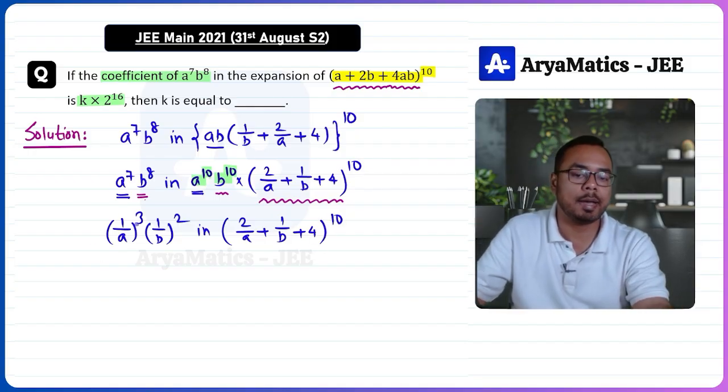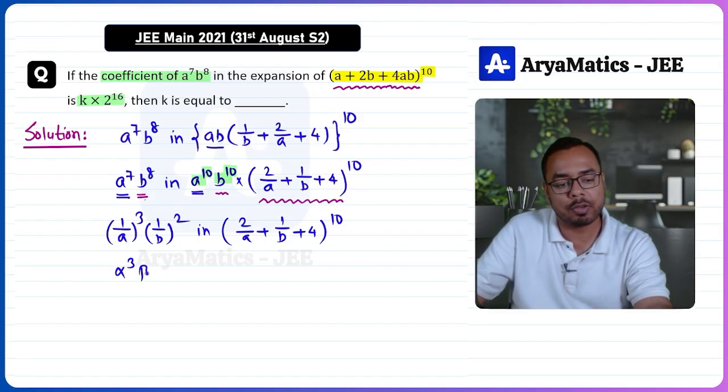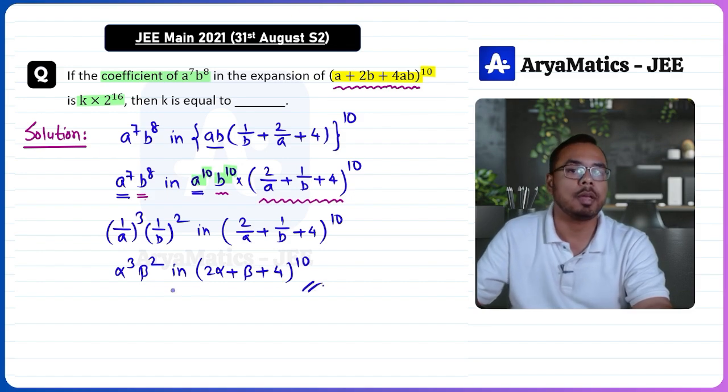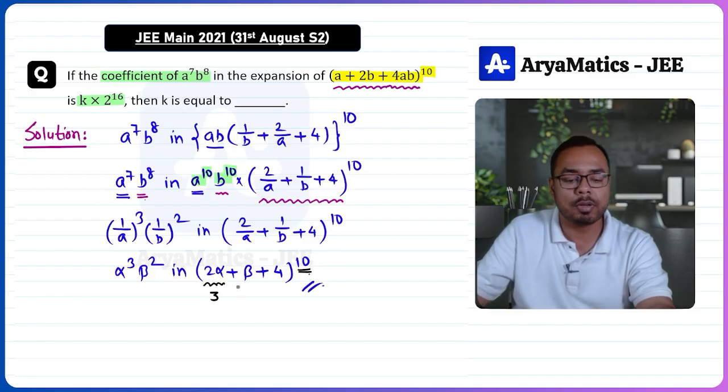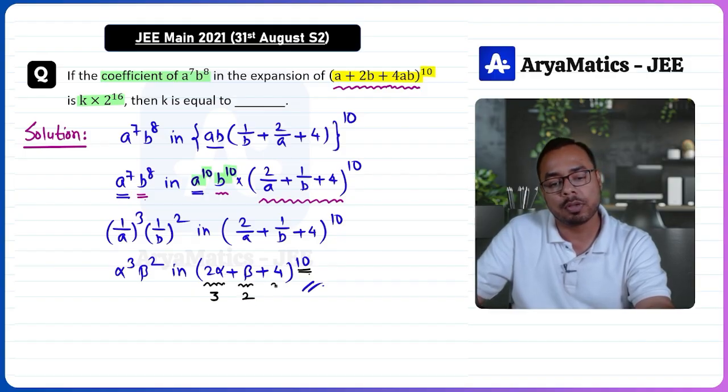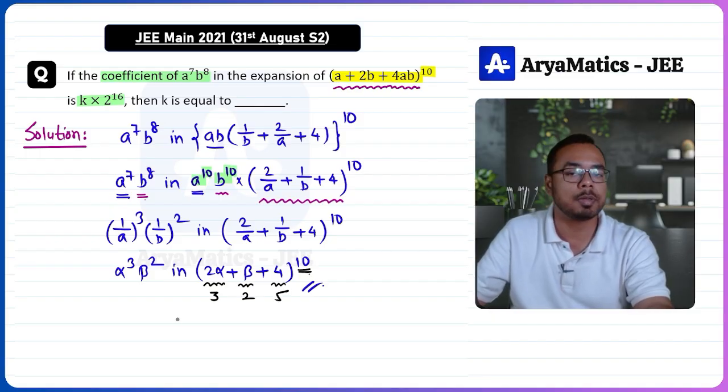Now think of 1 by a as alpha, and 1 by b as beta. So basically we need the coefficient of alpha cube beta square in (2 alpha + beta + 4)^10. Now you can very easily see what that coefficient should be. We have to distribute this exponent among these three terms. If I need alpha cube, then the exponent of 2 alpha must be 3. Similarly, if I need beta square, then the exponent of beta must be 2. And in total we have 10, so the exponent of 4 must be 5.